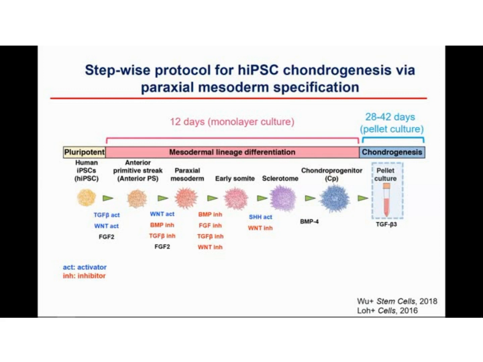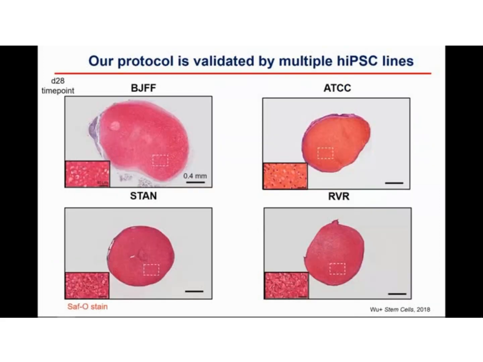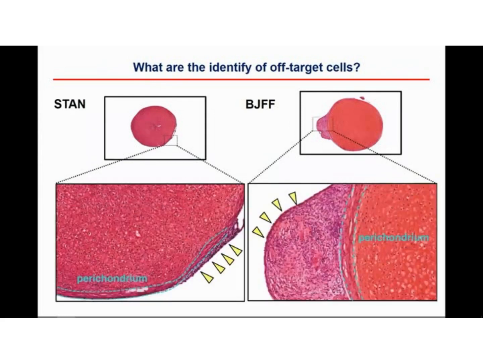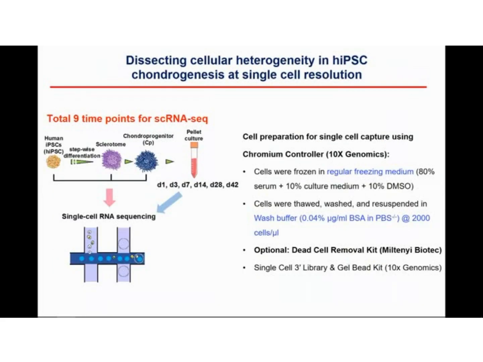To validate our protocol, we used four unique iPSC lines. As you can see, all the lines show really robust Safranin O staining with chondrocyte morphology. So this is really exciting and promising for us. But every time we look at our pellets, you can see our chondrocytes are pretty homogeneous within the pellets, but you can still see off-target cells sitting at the edge of our pellets. We don't know what they are, but we do know they are not chondrocytes because they don't have chondrocyte morphology. So in order to figure out their identity, we decided to use single-cell RNA sequencing.